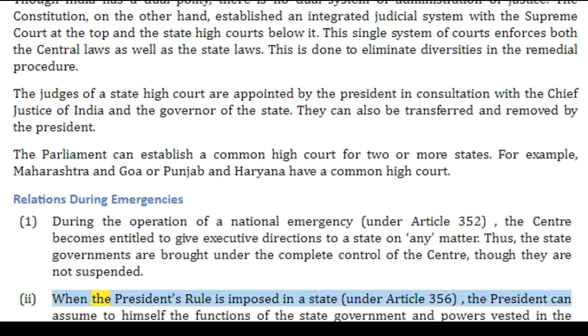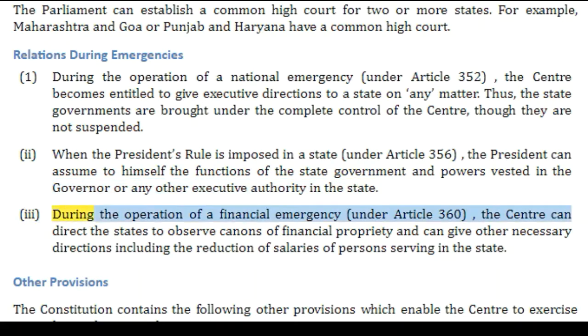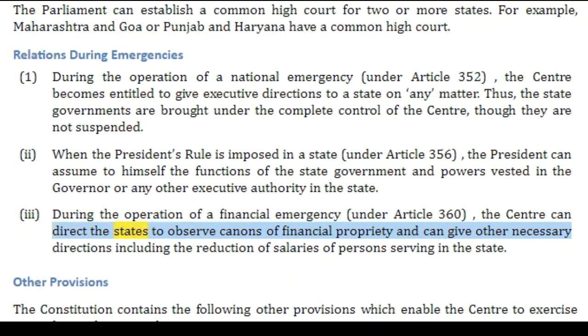2. When the president's rule is imposed in a state, under Article 356, the president can assume to himself the functions of the state government and powers vested in the governor or any other executive authority in the state. 3. During the operation of a financial emergency, under Article 360, the center can direct the states to observe canons of financial propriety and can give other necessary directions, including the reduction of salaries of persons serving in the state.